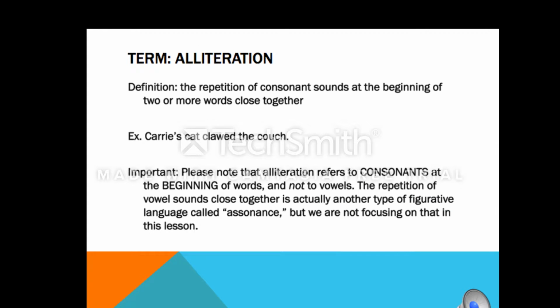On your flipbook, you should write the term alliteration, and the definition is the repetition of consonant sounds at the beginning of 2 or more words close together. For example, Carrie's cat clawed the couch.